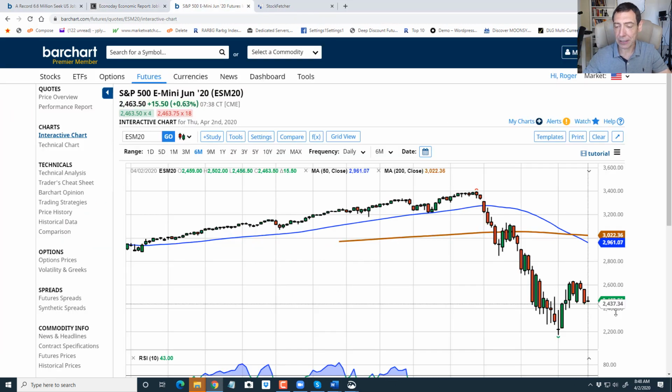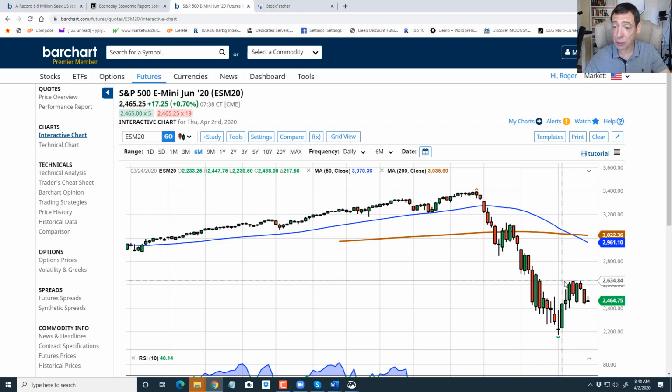Let's talk about the market a little bit. The market sold off yesterday. We went down. We hit a trough. The market pulled back up. This is the E-mini S&P. It went from about 2189 all the way to about 2634.